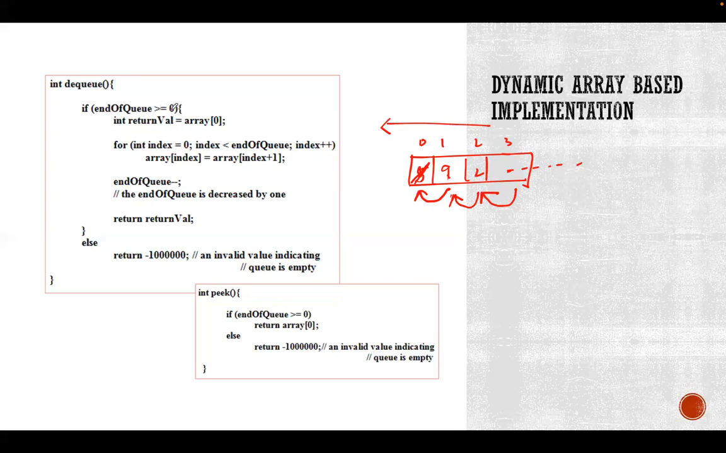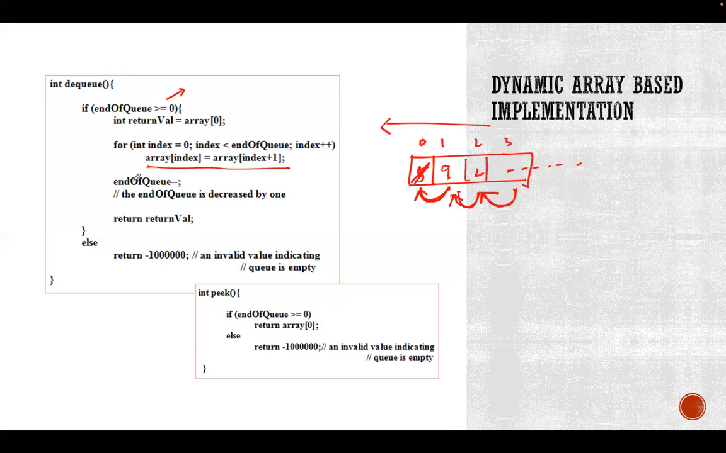So you can see that if the end of queue is greater than or equal to 0, means there are at least some items in the queue. So we're going to return this value, array 0. So this is our item that we are picking. Then we are going to start from index 0 to the end of the queue, and we are going to keep the modification like that. Array index will be equal to array index plus 1. So array 0 will be the value of array 1, array 1 will be the value of array 2, array 2 will be the value of array 3.